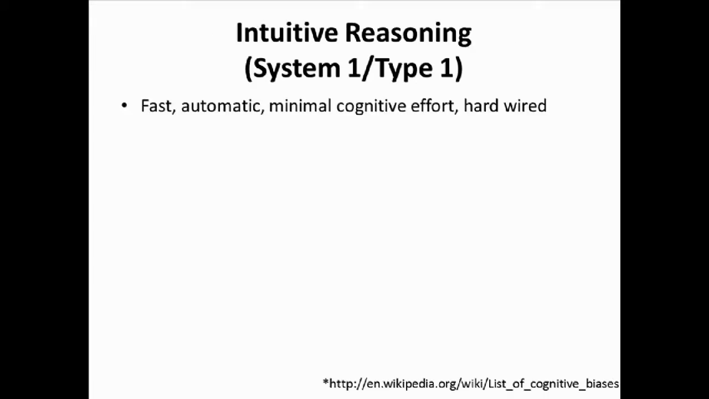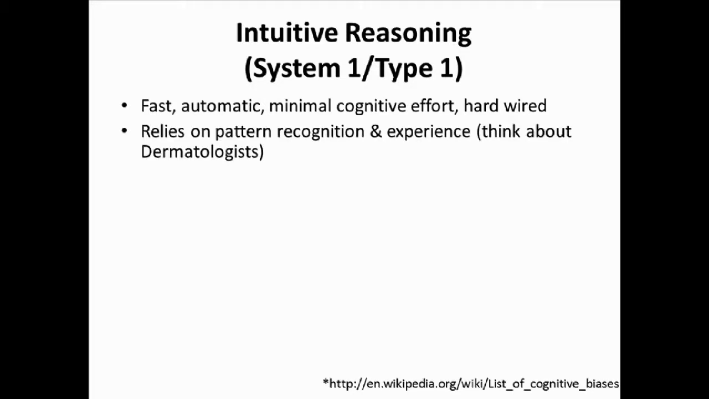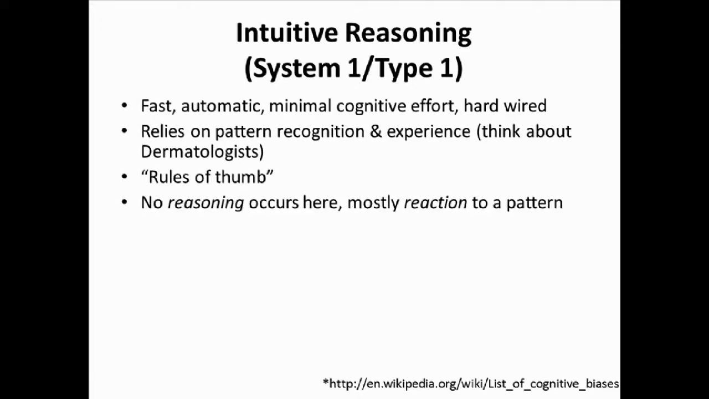So intuitive reasoning, it's fast, it's automatic. It doesn't take that much cognitive effort, and it's hardwired. It relies on pattern recognition and experience. So think of dermatologists that go into the room and see 70 patients a day. They spend 30 seconds in the room, and they know what the disease is. It's kind of like using your rules of thumb. No reasoning occurs here. It's mostly reaction to pattern recognition.